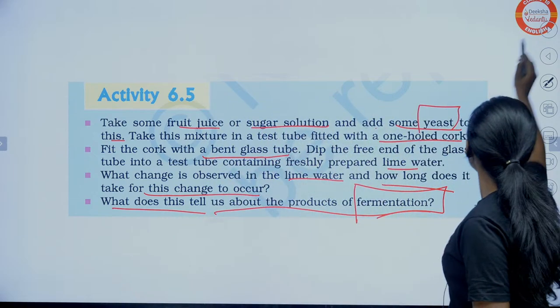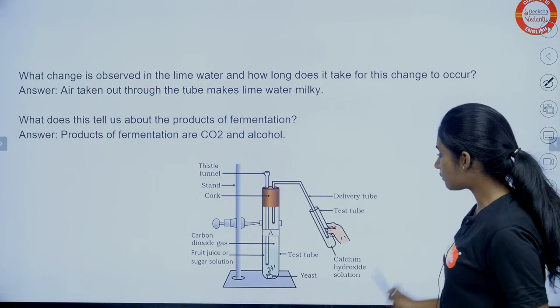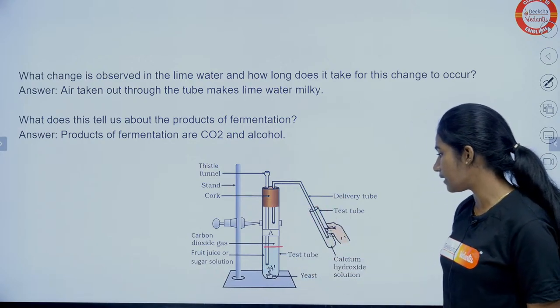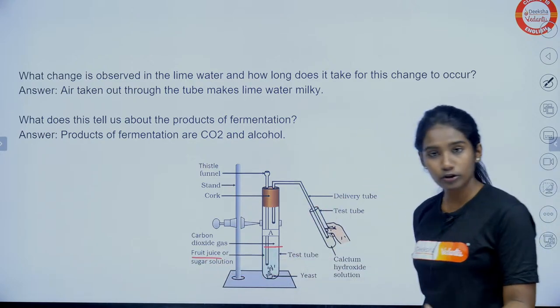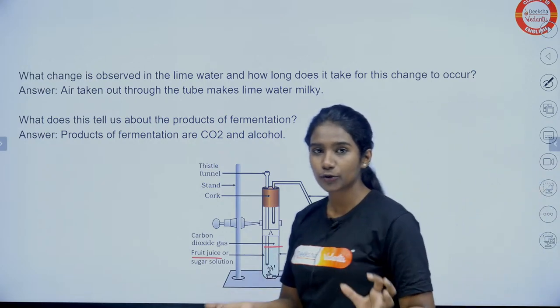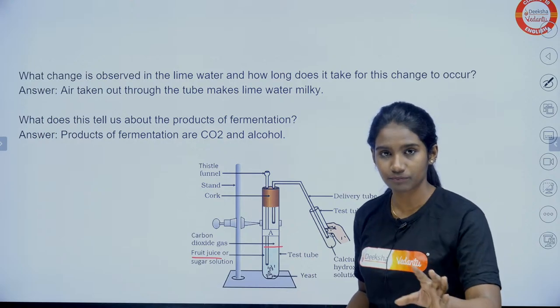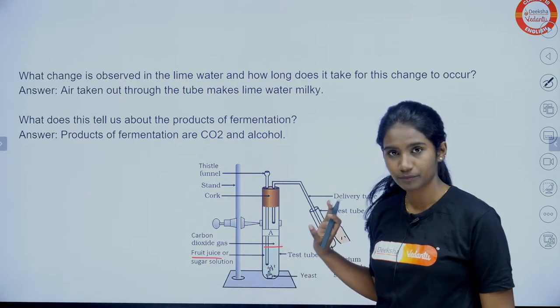Let me show you how the setup looks. It looks like this. So there is a test tube. What is present in this test tube? There is fruit juice, it will be sweet. We will add sugar and all that. And to the juice, we are also adding yeast cells.